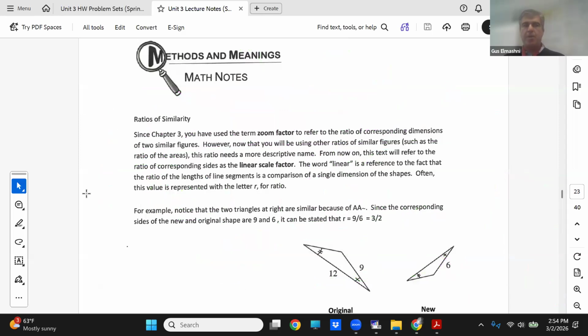So Pierce, can you read the last part? It says ratios of similarity. I know he's a good public reader. I'm trying to make him laugh, please. Okay, good. You got it.